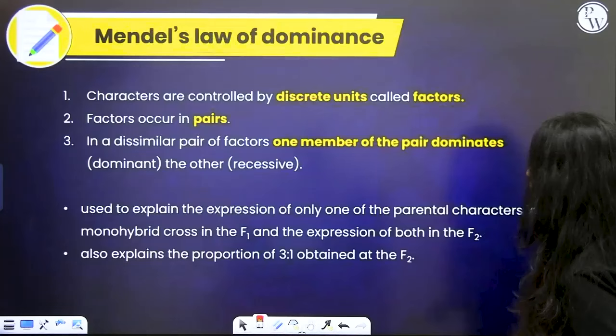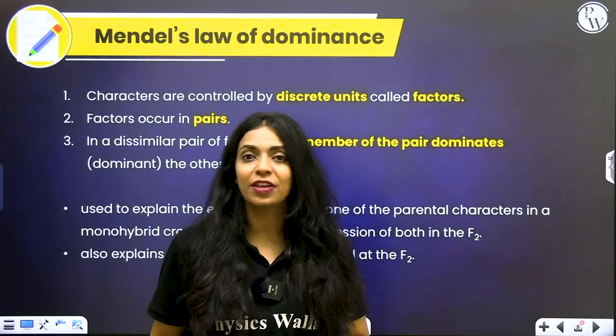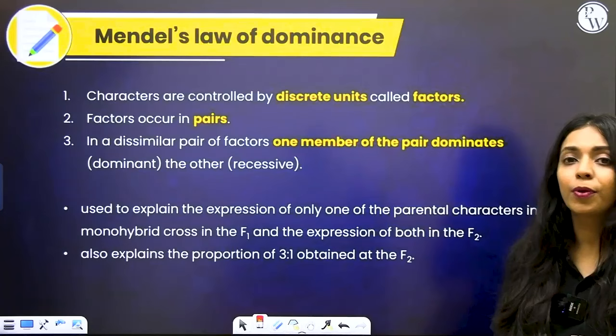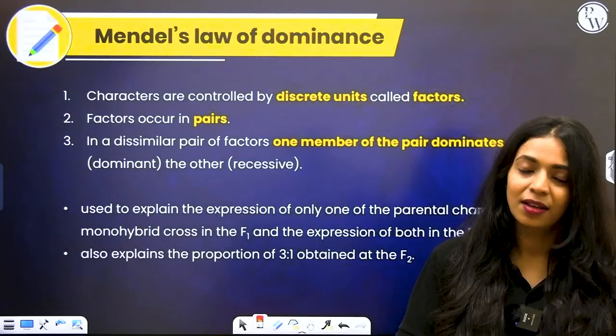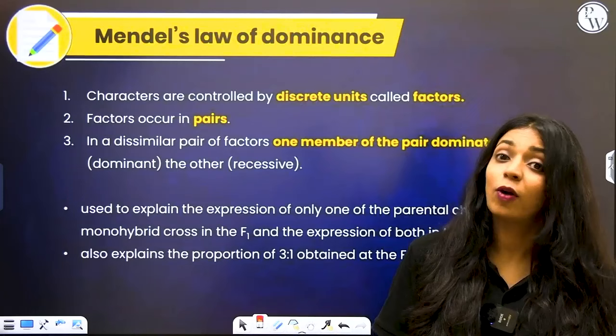Okay, now let's move on and learn about what were the laws that he proposed based on his observations from monohybrid cross. All right, so Mendel proposed two rules or two observations. He gave two observations or inferences based on his monohybrid cross. One of them is called the law of dominance. It's also called the first law of Mendel. The other one is called the law of segregation, which we also call the second law of Mendel. What is Mendel's law of dominance or the first law of Mendel?